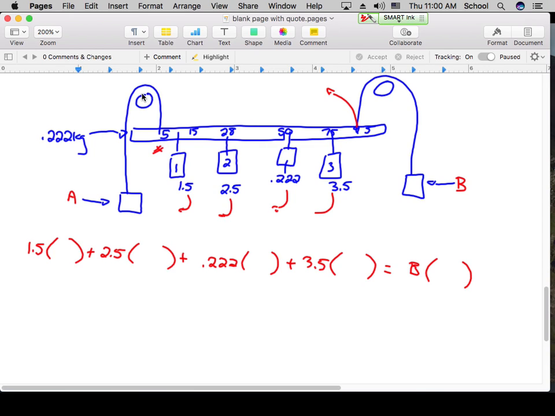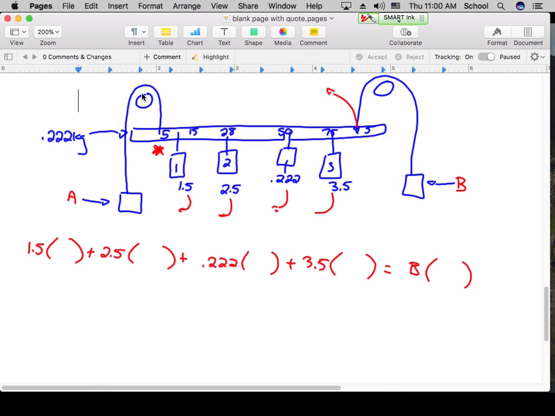Again, since we picked the pivot point right here, that means A has no torque because there's no distance involved. That's why we can get rid of A in that equation. But since that's our picked pivot point, we have to take everything else from there.